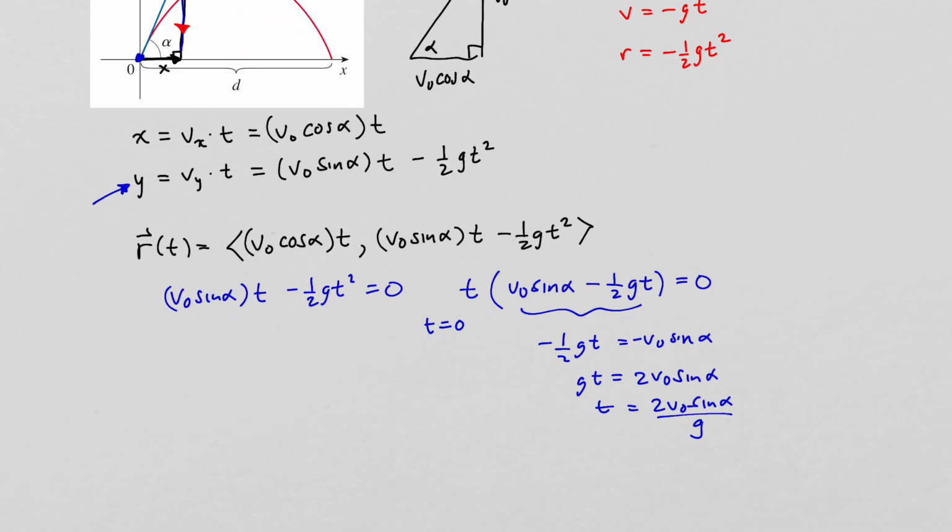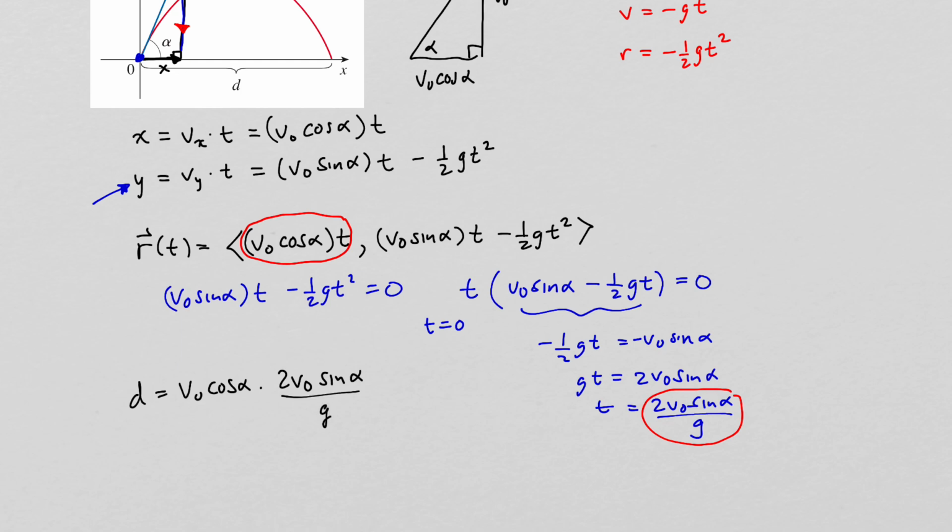So the total distance traveled at that particular time is going to be the x-coordinate of the position vector evaluated at this time. So the total distance traveled d is going to be v naught cosine of alpha multiplied by 2 v naught sine of alpha divided by g. Or if you simplify this, we have v naught squared, and then 2 sine of alpha cosine of alpha is the sine of 2 alpha, divided by g. So this is the distance that it will travel.